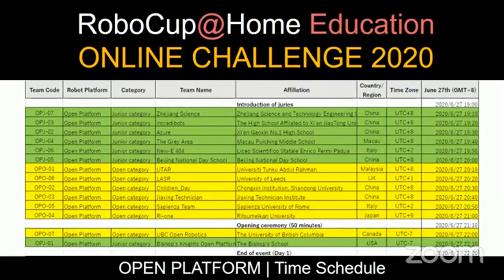And then for the 13th and 14th team, the competition will happen after the opening ceremony, because they are actually on UTC minus 7 time zone. So they are going to present after the opening ceremony. But today, the whole jury duty will cover all the 14 teams.